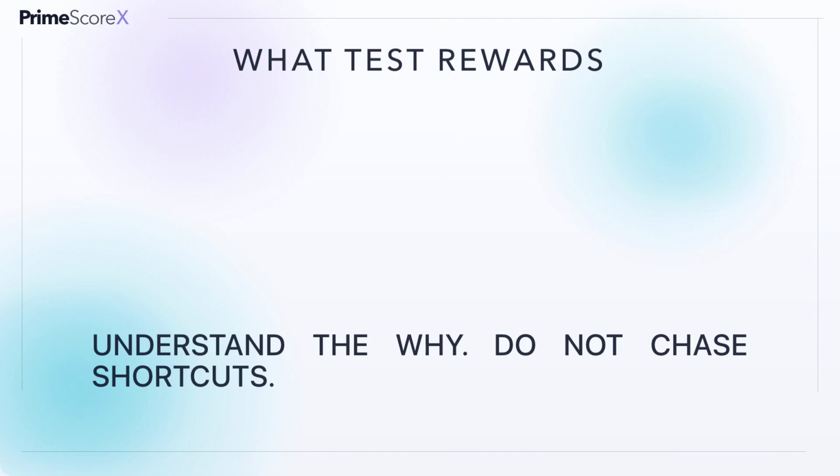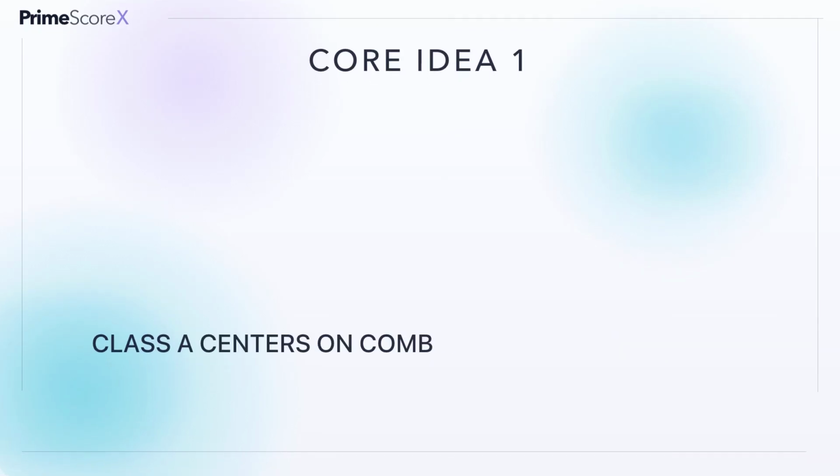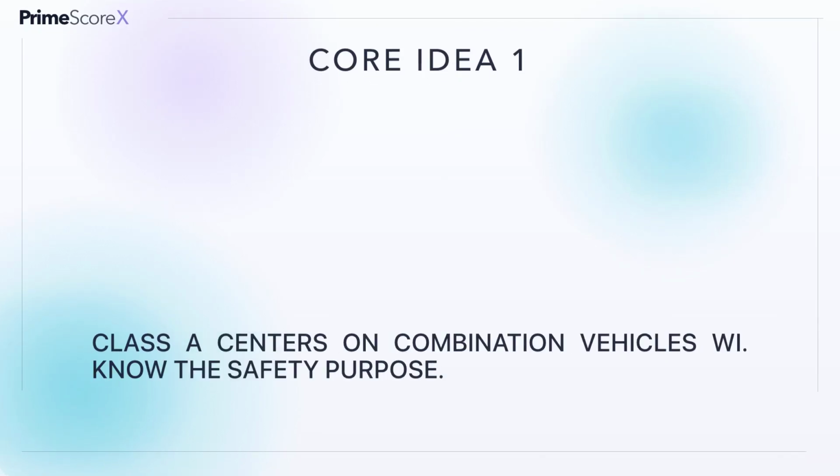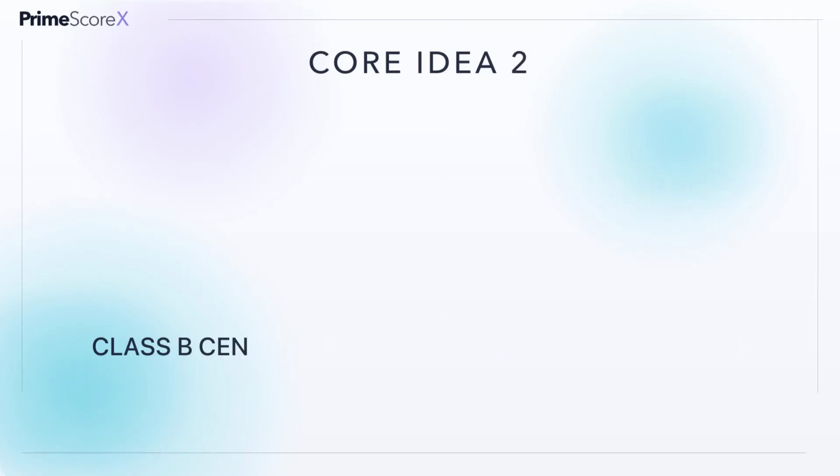When you study this topic, focus on the reason behind each rule. Ask what danger the rule prevents, what professional habit it builds, and how the wrong answer might create a second hazard. First core idea. Class A centers on combination vehicles with heavier trailers. Do not treat this as a definition only. Connect it to a real driving situation. The exam may describe the same idea through a scenario, a warning sign, a vehicle condition, or a choice between two actions that both sound reasonable.